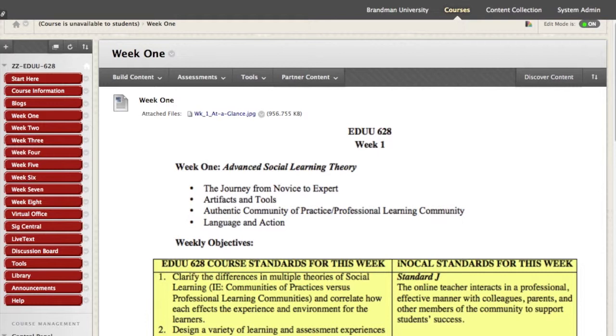There's a lot in this course that is parallel to what you've done before in 624 and 625. You'll notice we still have blogs, there's still a SIG Central, there's still a live text, and of course our discussion board. There is a weekly threaded discussion. First post is always due on Wednesdays. The week is still a Monday through a Sunday. But this course is different. This course is where we truly focus on synthesis, analysis, and application.